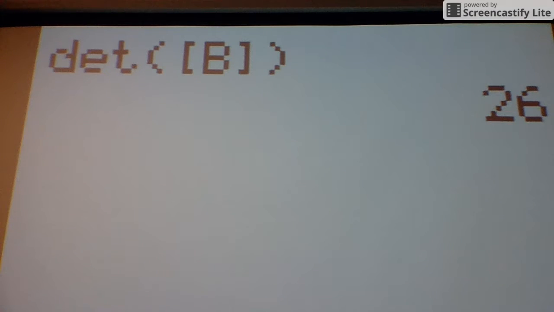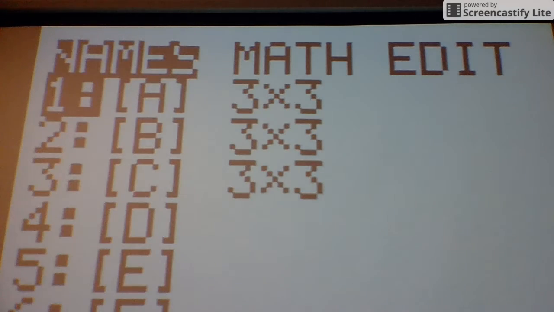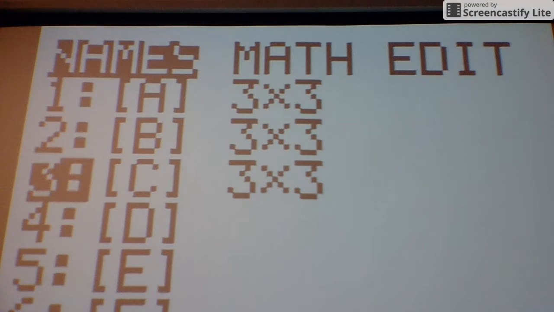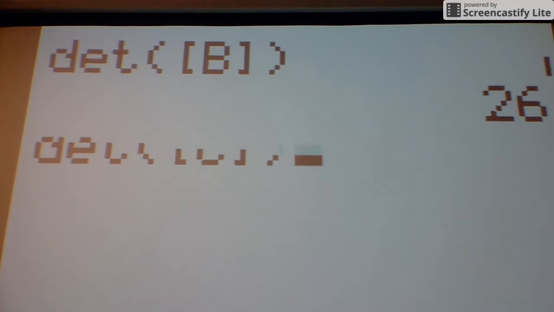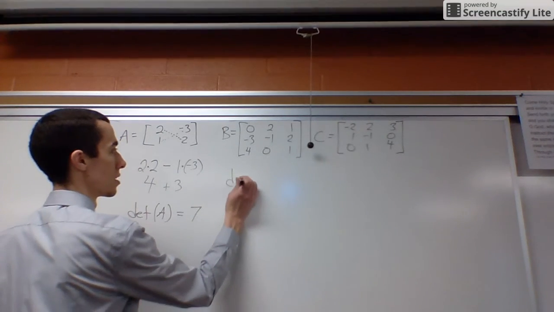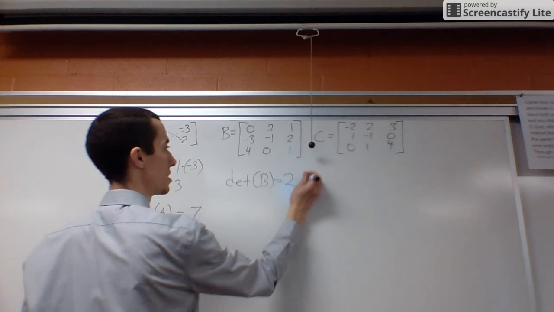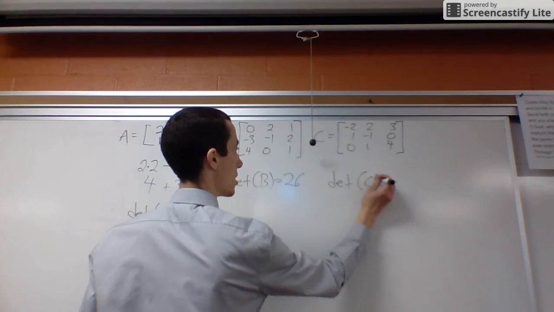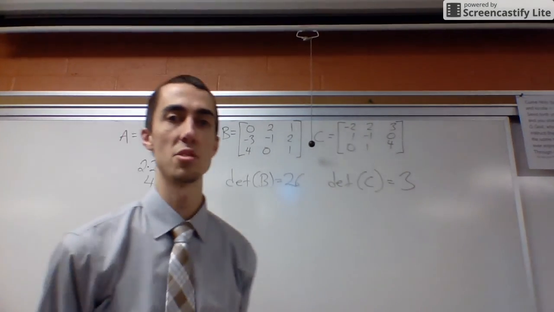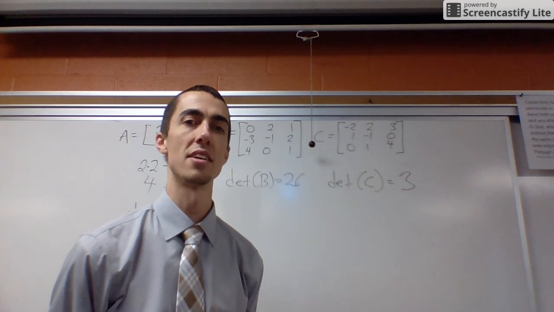We'll do the same thing for matrix C. Second matrix, determinant, second matrix, C, and it tells us the determinant of matrix B is 26, the determinant of matrix C is 3. Determinant of B is 26. The determinant of C is 3. So that's what I have for you today. See you in class.